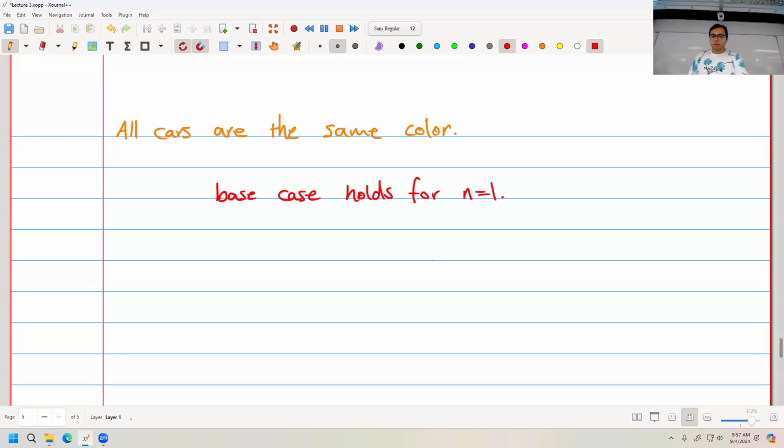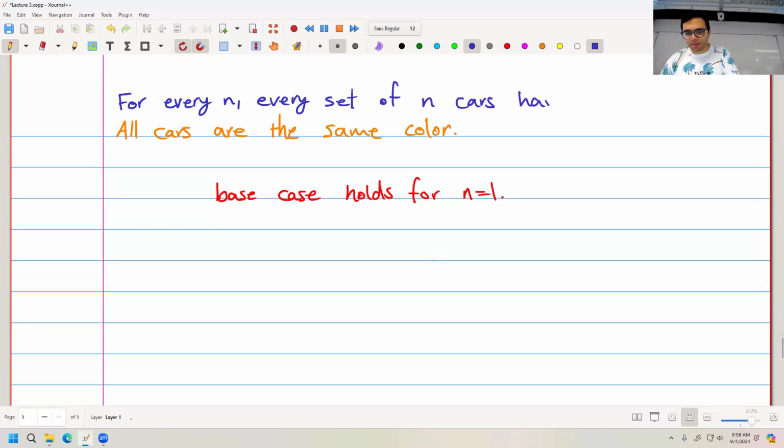Okay. Basically, what is it that I'm proving using induction here? I'm proving that for every n cars, all of them will have the same color. Okay. And that would mean that all cars have the same color. So the way I'm introducing a variable in here is that I'm saying, let's look at the number of cars. So this is what I'm proving for every n, every set of n cars have the same color.